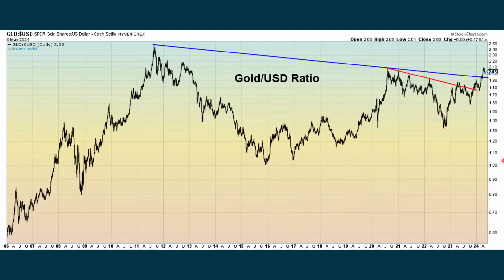And we compare gold to the dollar, where gold had been breaking out against the dollar, but as we've been seeing some weakness in gold, we've also been seeing weakness in the dollar, but this ratio has been coming down.